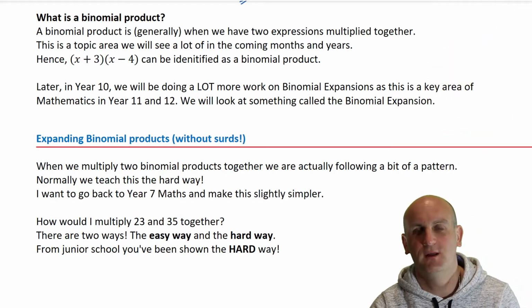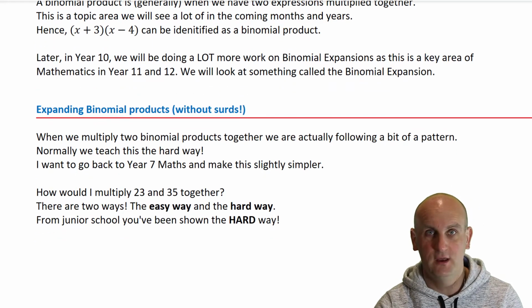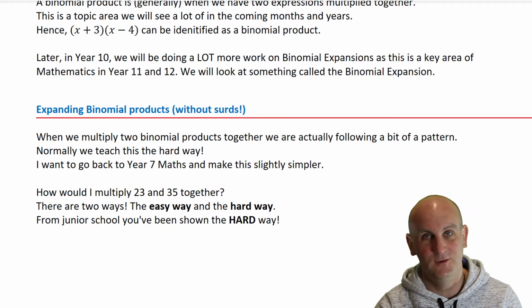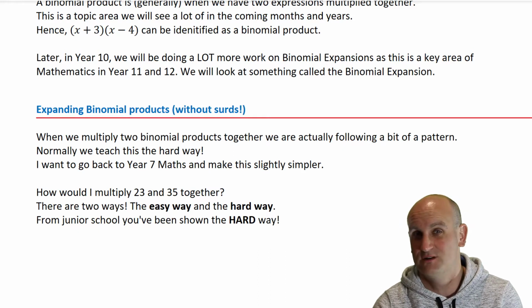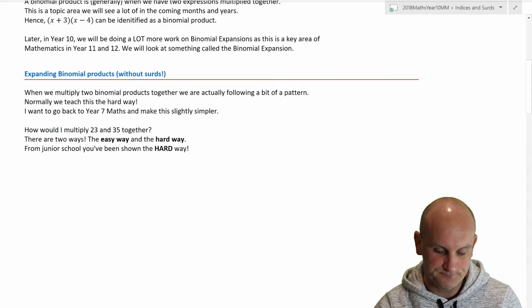But basically, it's when we multiply two expressions together. And we're going to see this a lot over the coming months and years because we do it all the time. And it doesn't get much harder. Once you can work out and do this sort of stuff in your head, I can pretty much promise you, you'll be a gun at mathematics.